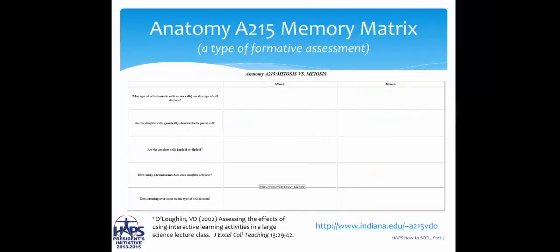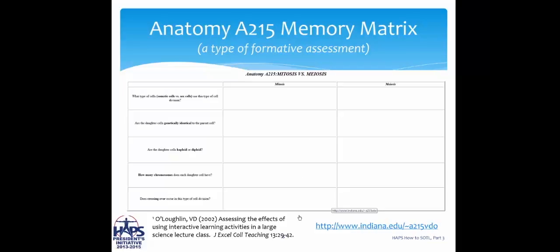So what I have here is an example of a formative assessment. I used some of the D'Angelo and Cross's classroom assessment techniques, and I took one of their classroom assessment techniques called the memory matrix, and I modified these for my Anatomy A215 course. So on our website, and you can access any of these through this URL listed below, I have a variety of formative assessments that we do in the class.